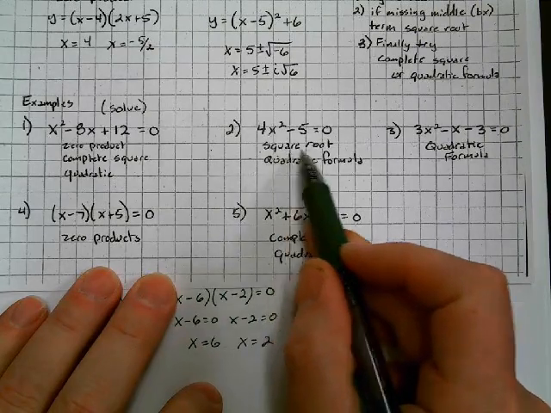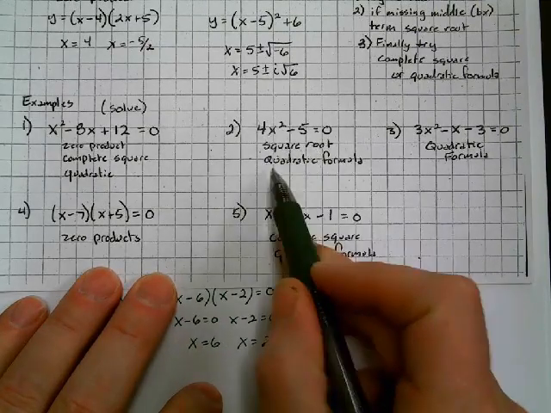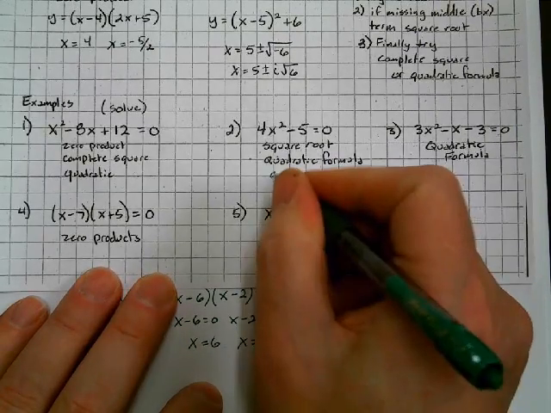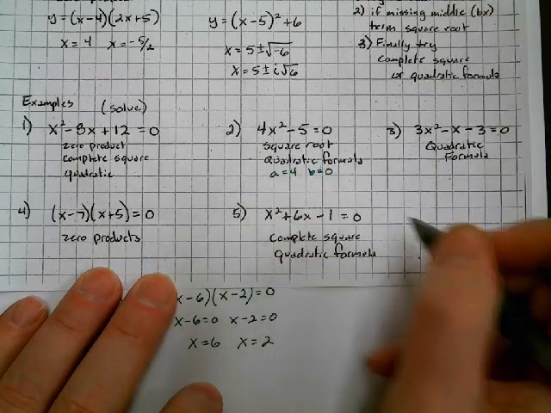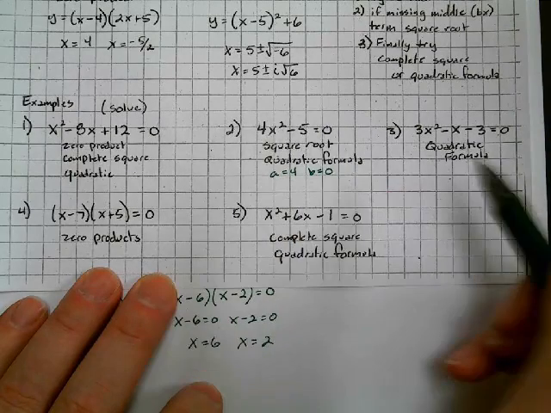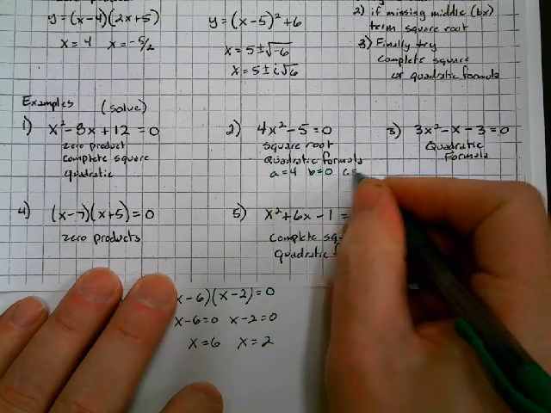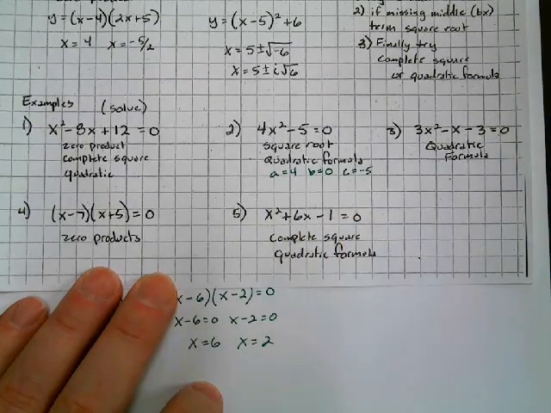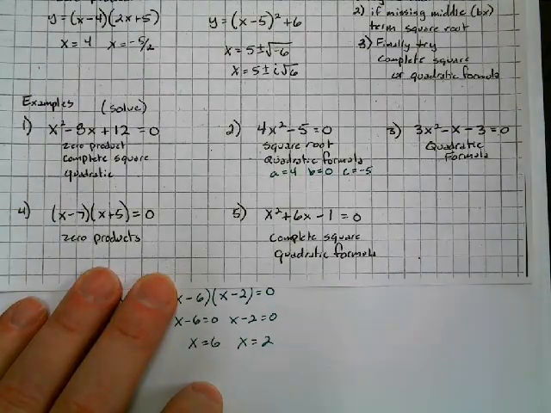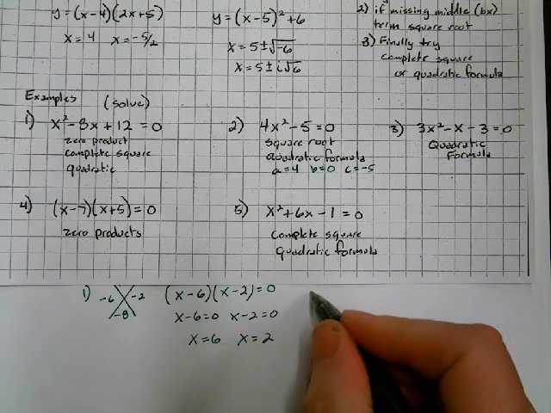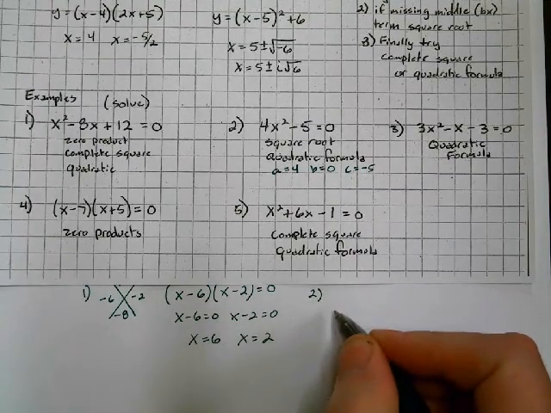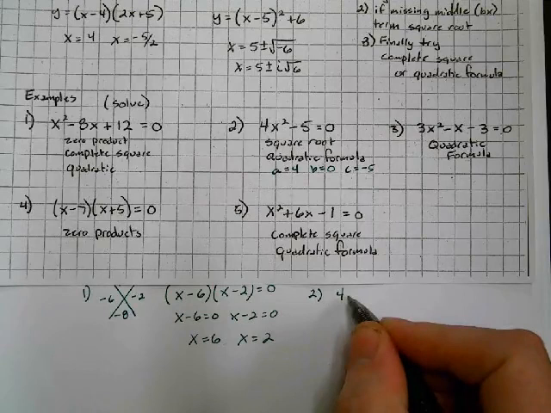Now the quadratic formula would work on this one. A would be 4, B would be 0, because there is no bx term in the middle. And C would be -5. Quadratic formula always works, so we could do that too. But I think personally that the square root method is the fastest method for solving this one. Here's how it would work. We'd do 4x squared minus 5 equals 0.